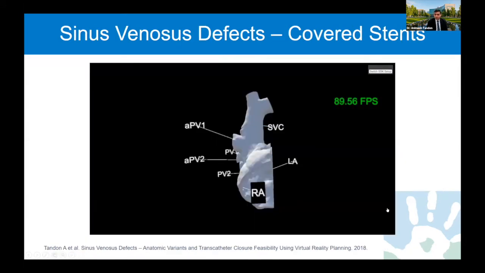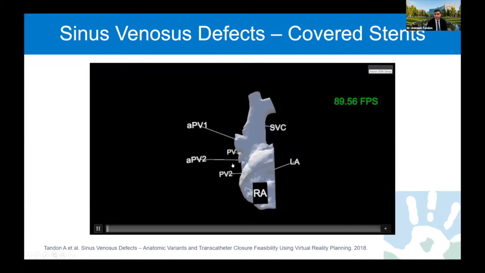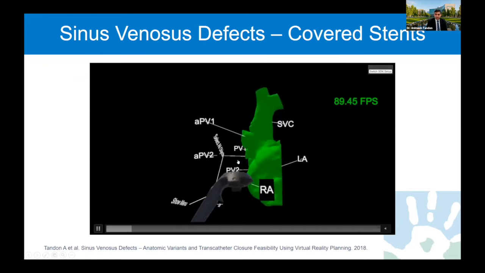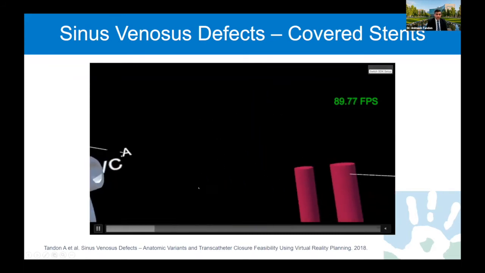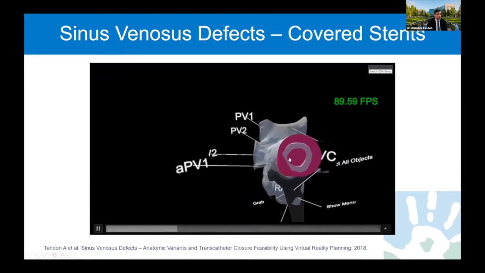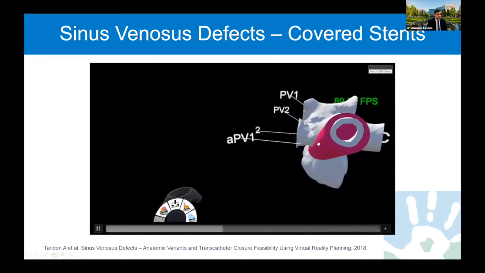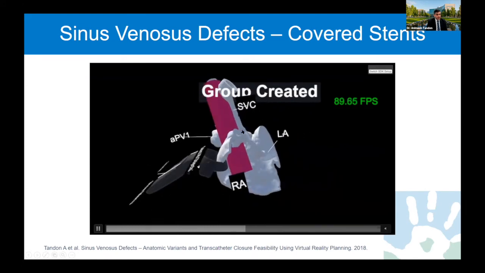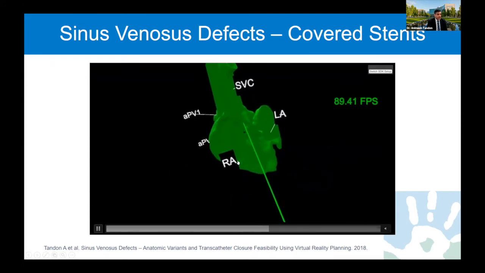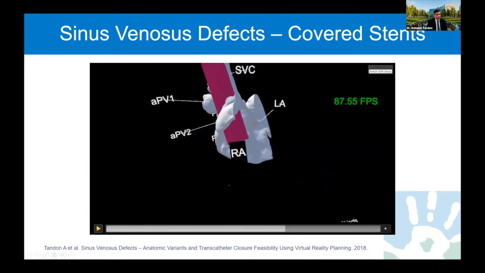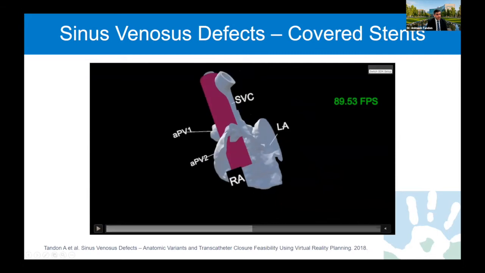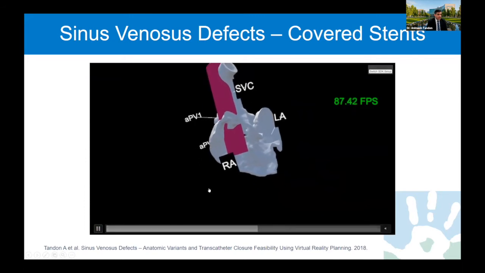We took this one step further and did the anatomic evaluation for 28 patients in the virtual reality space. So we took CT and MRI images and generated 3D models of 28 sinus venosus patients. We then looked to see if they would be candidates for covered stent placement. So here we have the SVC and the atria with most of the rest of the heart cut out, and we're doing something very simple, which is putting a cylinder into this SVC. The cylinder needs to be a little bigger than the SVC because that's how it's going to sit. And you can see there's a gap in what the stent covers, right? There's still a defect there, so that stent is insufficient.